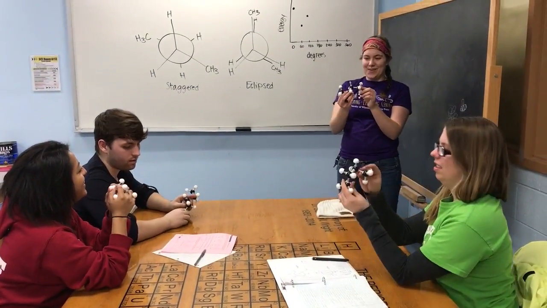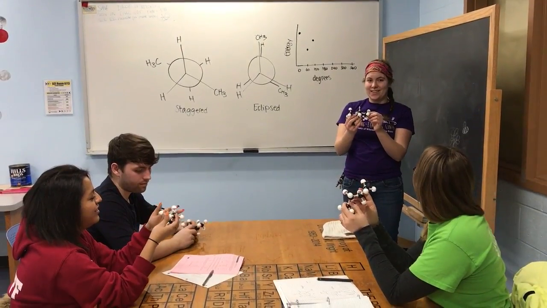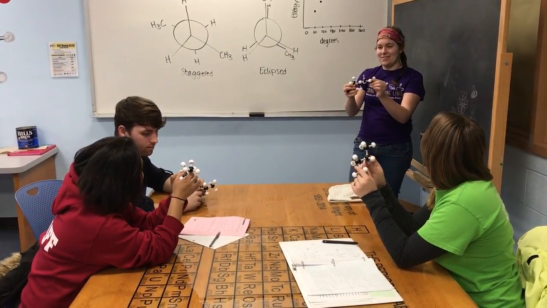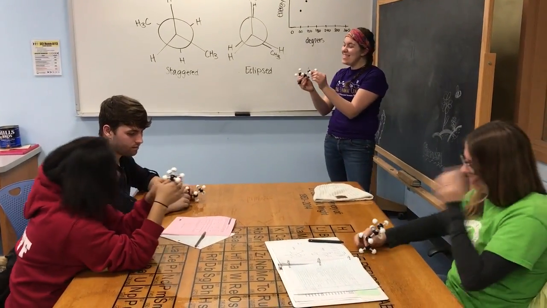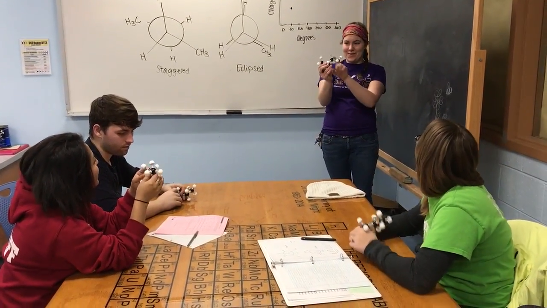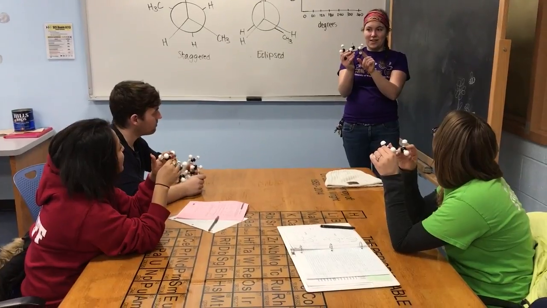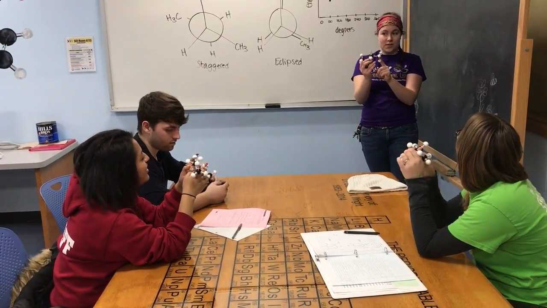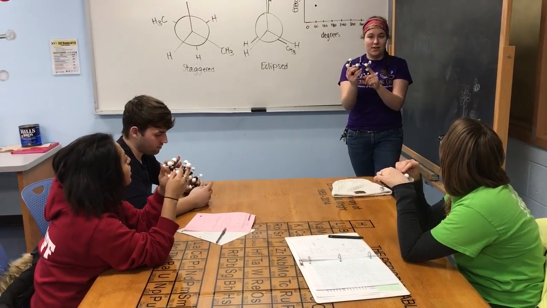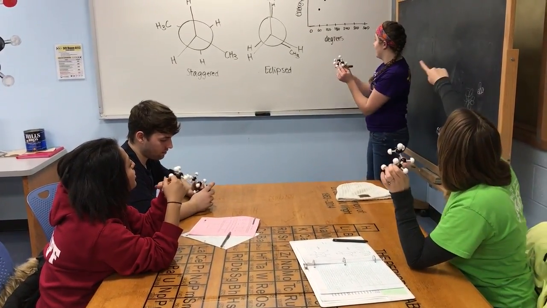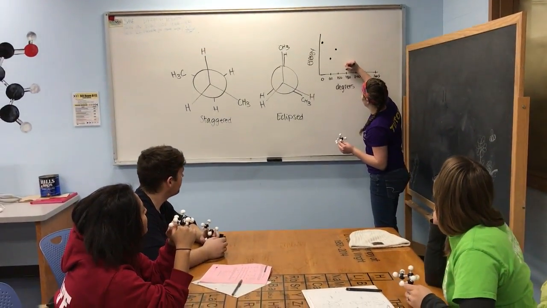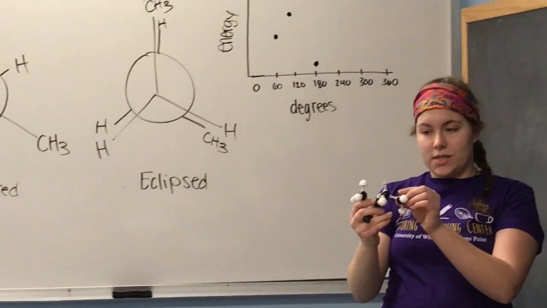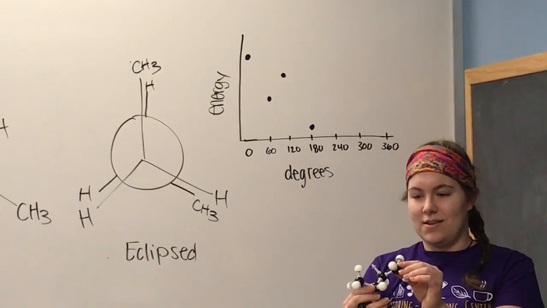Rotate another 60 degrees, where are we at? What are the options? Staggered. And where are our methyls with respect to each other? Are they lined up? No. They're as far away as they can get. So what energy is this? It's lower. It's very low, lower than that one. So that's going to be down here.